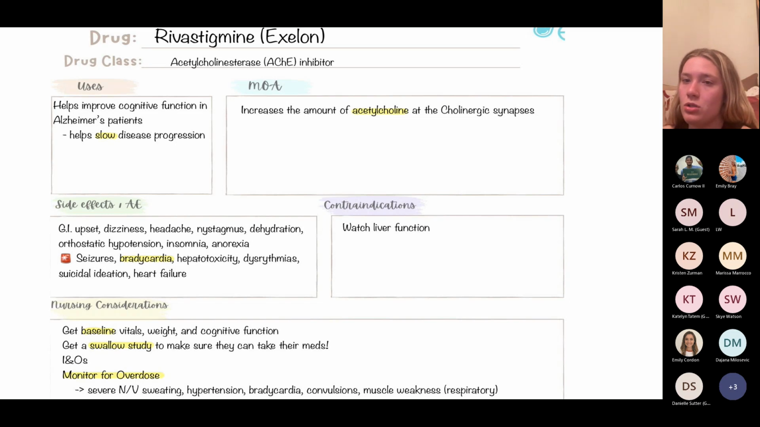And we always monitor for an overdose. Remember we talked about bradycardia. That's going to be pretty indicative of an overdose and some respiratory muscle weakness too.